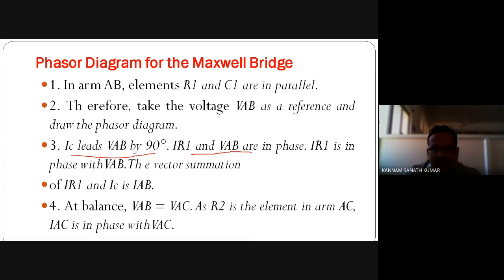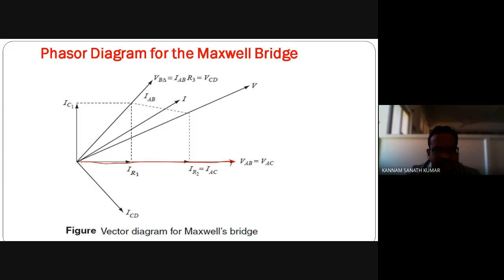IR1 and VAB are in phase. So IR1 is in phase with VAB. So that means, see here, IR1 is in phase with the VAB. VAB is nothing but a potential across the terminal AB.